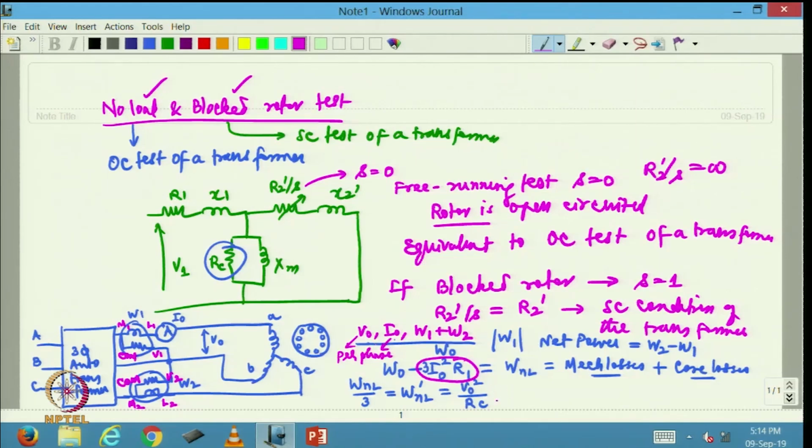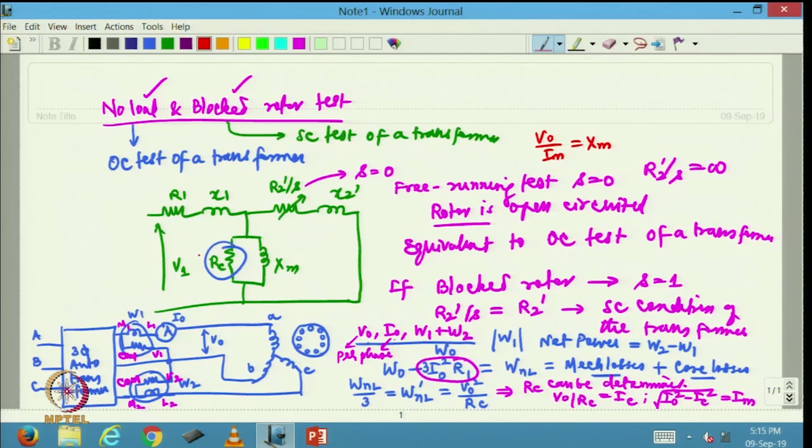Now that I have V0 square by RC, from here RC can be determined without any difficulty. Once I determine RC, V0 by RC is my IC, the core loss component of current per phase. I already have I0 with me. So, the square root of I0 square minus IC square will give me Im, the magnetizing current. Now, I have Im, I have V0 with me.